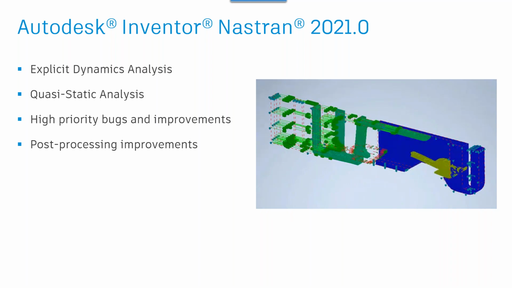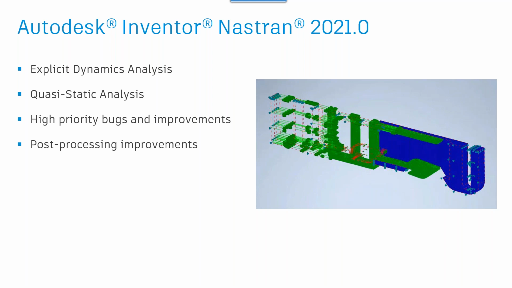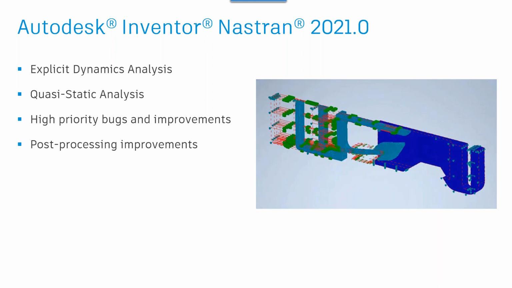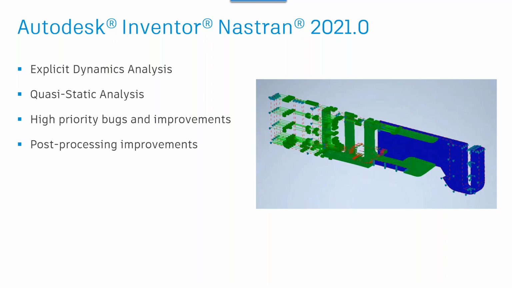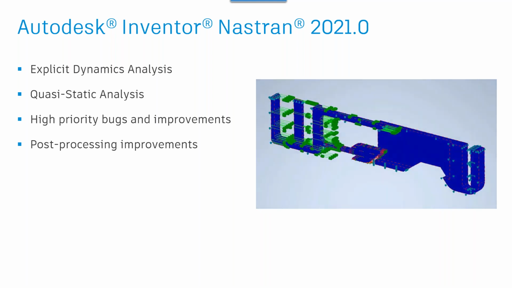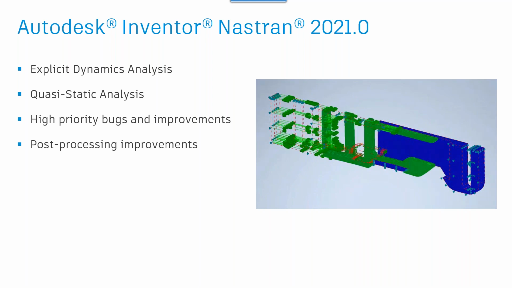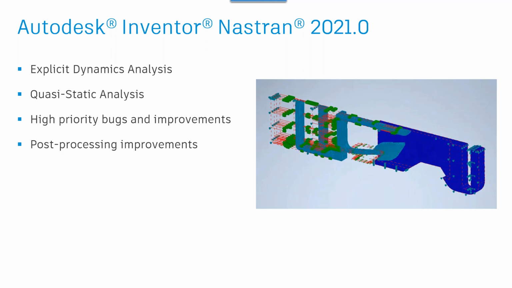Also, apart from these two analysis types, we are also making some high priority bug fixes and improvements based on the feedback that we get from our customers, from our support teams, as well as our channel partners. They identify some of the key gaps in our workflows today, as well as some key bugs that might be causing certain issues for the users. So it's really good to address those bugs with every release, as well as we have some post-processing improvements coming with this release. Now, going ahead in future releases of Inventor Nastran, we are continuing to address some of these high priority bugs and improvements.